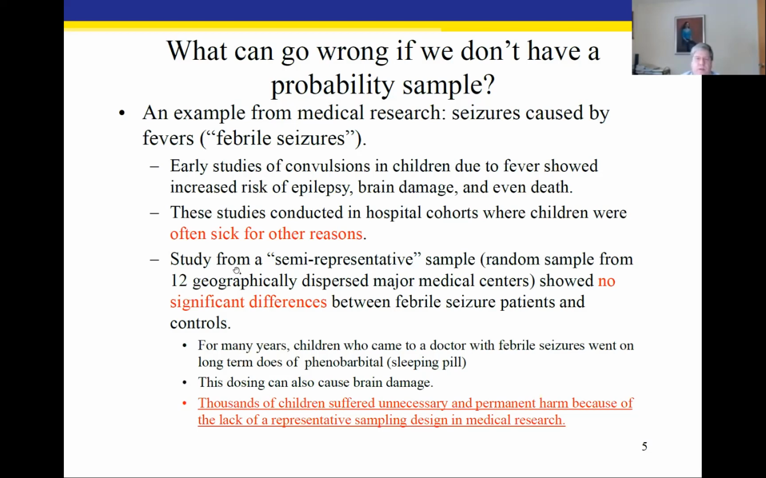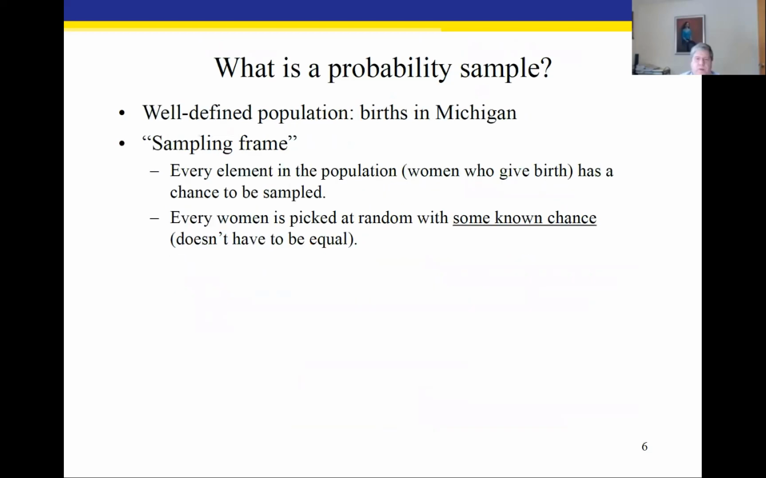But, okay. So what is a probability sample? We want to do this representative sampling. So how do we do it for our study here in Michigan? Well, we want a well-defined population. So it's basically births in Michigan over a certain time period.